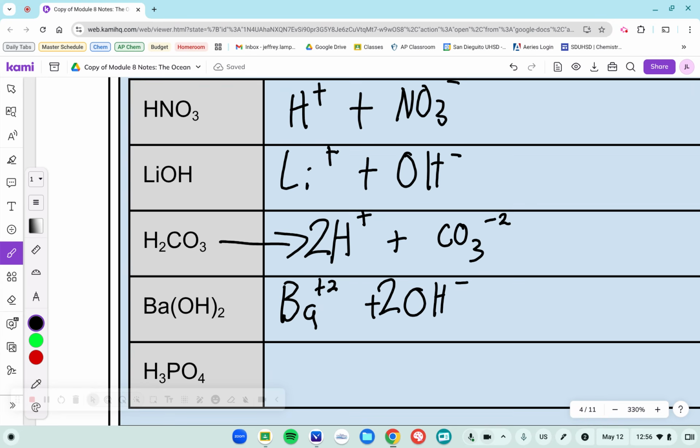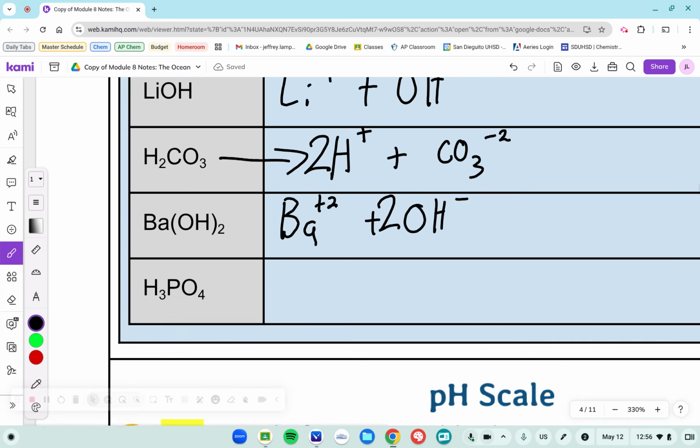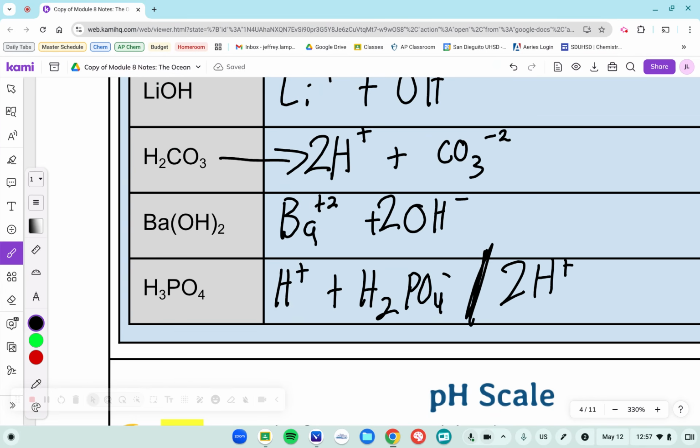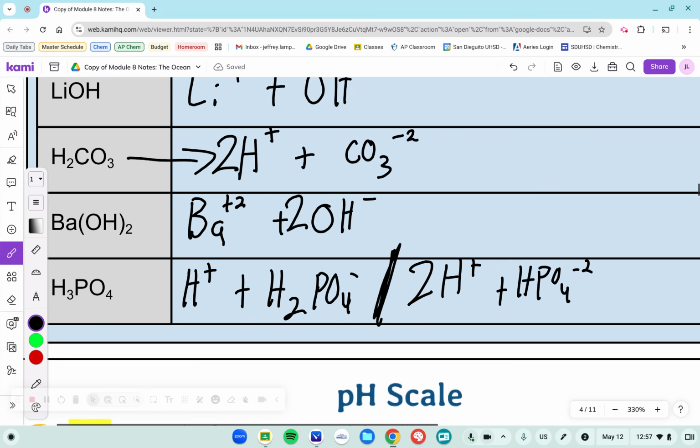All right. If we go on to the last one with H3PO4, we have a couple different possible answers. You could put that we make H+ and H2PO4-. That's one acceptable way to write this. You could also say that two H+'s separate off, and so then you're left with HPO4 2-. So this would be acceptable.